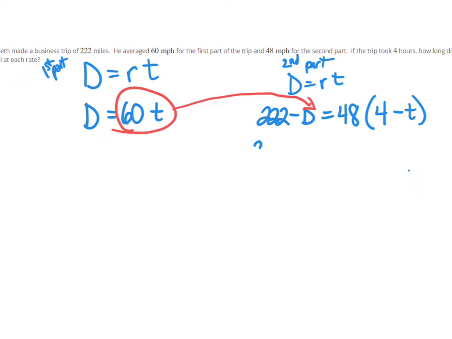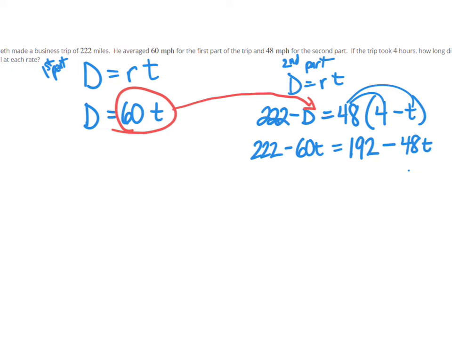All right, so 222 minus, and instead of a D, I'm going to put 60T equals, and then I'm going to distribute. 48 times 4 is 192 minus, and then distribute again, 48 times T. Notice that I've eliminated the D here, and I just have T's.